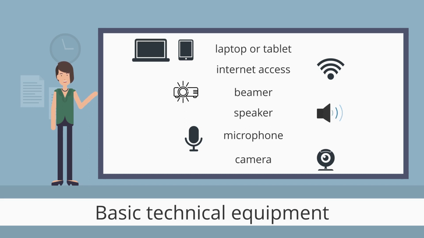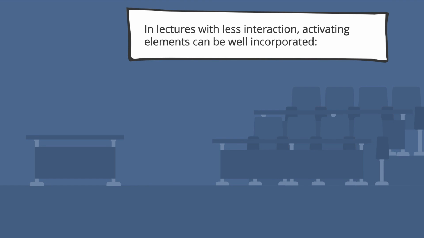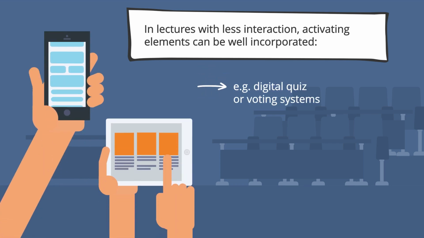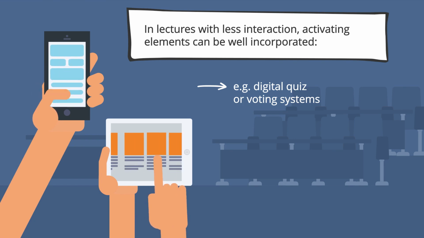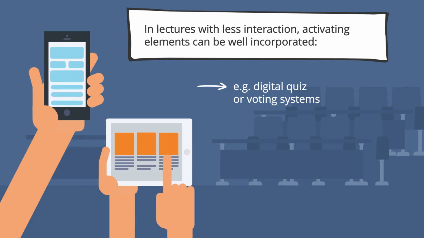If contributions from the study group are also planned to be included, extension microphones can be used. Even if your lesson plan doesn't include a lot of interaction, activating elements can be well incorporated. With digital quizzes or voting systems, all participants with a mobile device, for example a smartphone, can be involved.